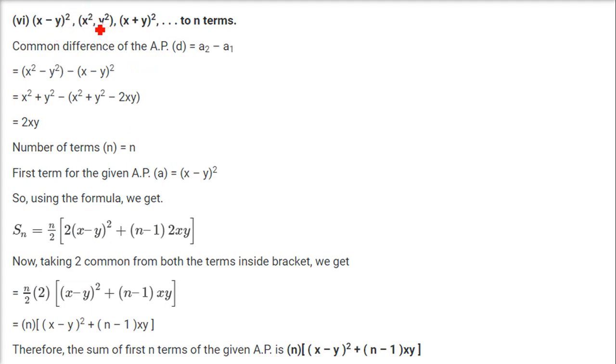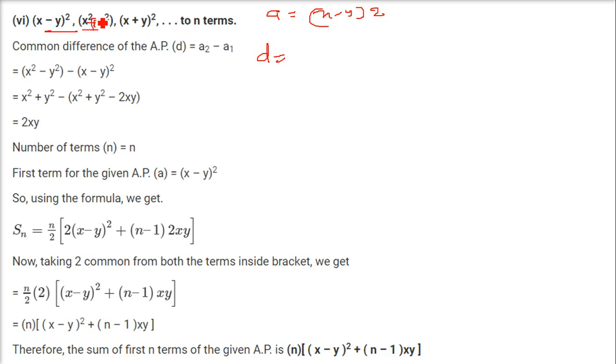This is x minus y whole square, then x square plus y square, then x plus y whole square. So the first term is x minus y whole square. So a is x minus y whole square. Then what is d? d is this term minus this term.